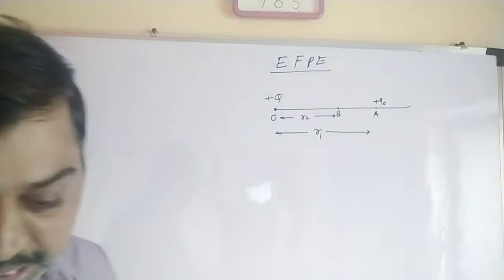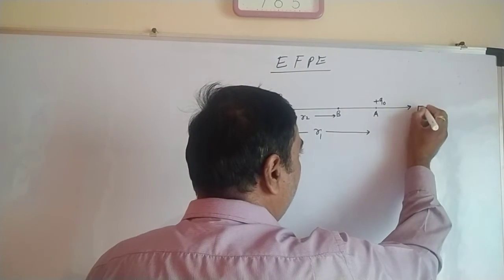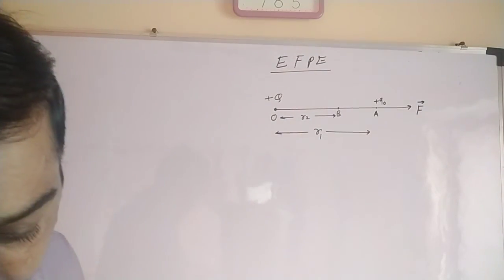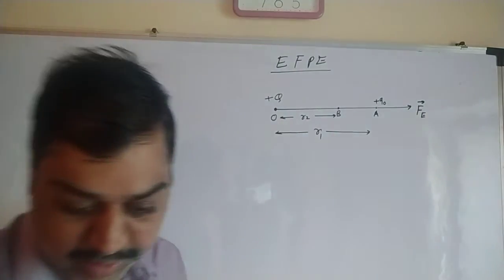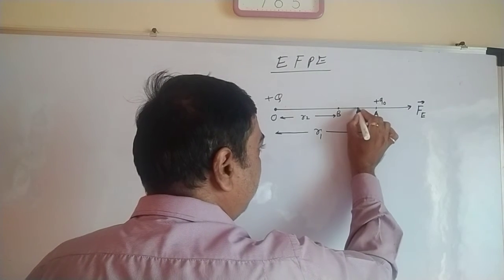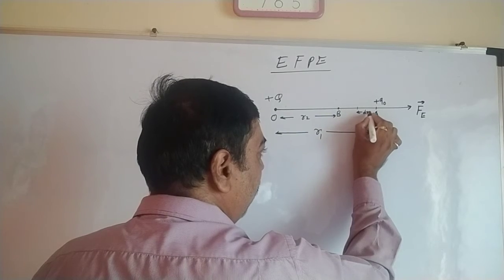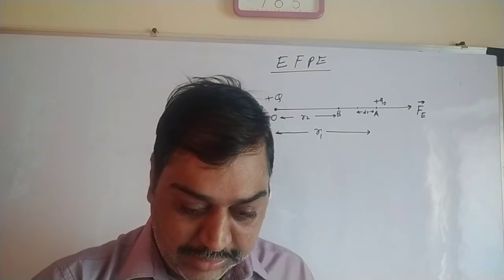Further, here there is an electrostatic force F going to the right-hand side direction, represented by F suffix E. Now, this will be the situation, and somewhere here we are moving this by a distance dr. So they have taken this as a dr.